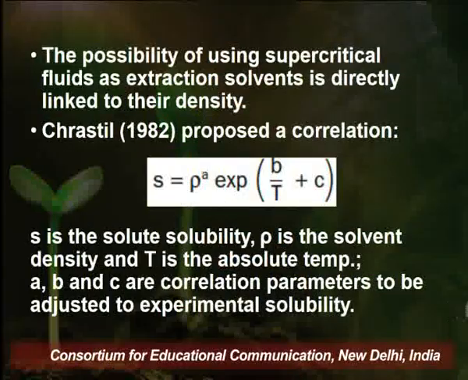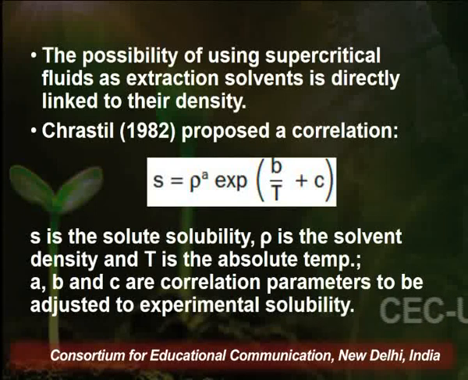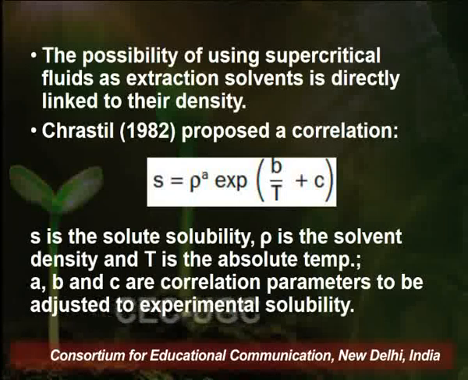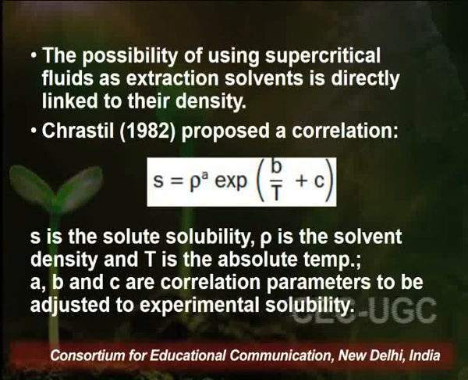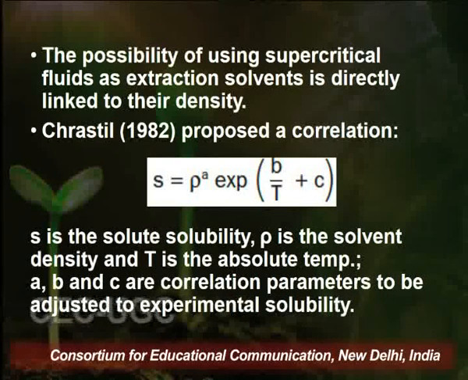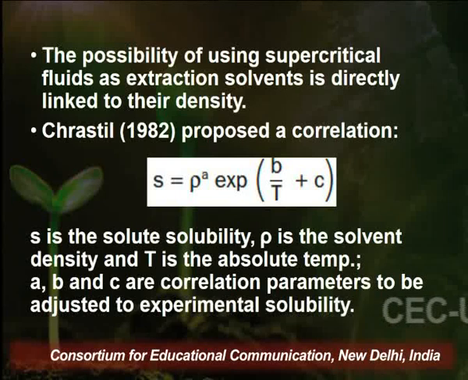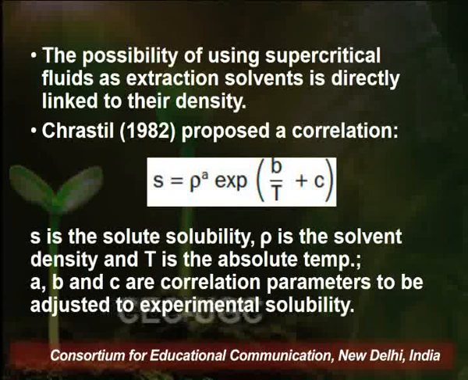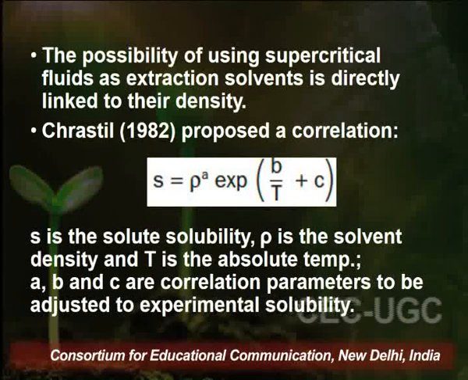Here S is the solubility of the solute, rho is the density of the solvent, T is the absolute temperature, and A, B and C are the correlation parameters that have to be adjusted according to the experimental conditions or the experimental solubility. So we can clearly see through this correlation that the solubility of a solute is directly proportional to the density of the solvent. But there was a limitation of this equation: it gives you a relation between the solubility of a solute and the density, but this relation does not guarantee high solubility of the solute in a particular solvent.